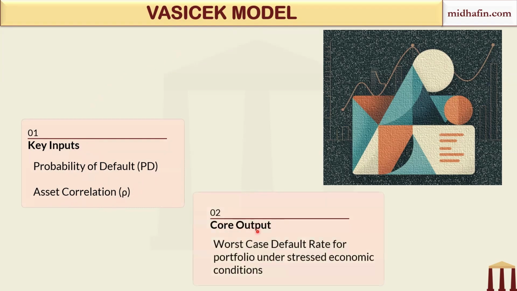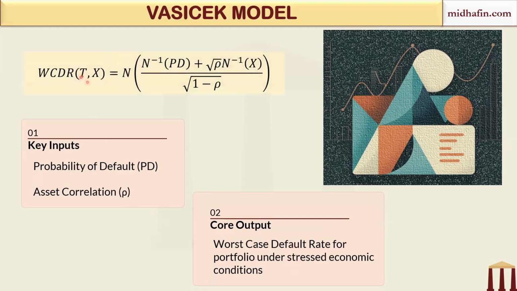Then what is the core output? From these inputs, the Vasicek model produces the worst case default rate, which is the maximum proportion of the portfolio expected to default under stressed conditions at a particular chosen confidence level. And this is the formula which ties everything together.